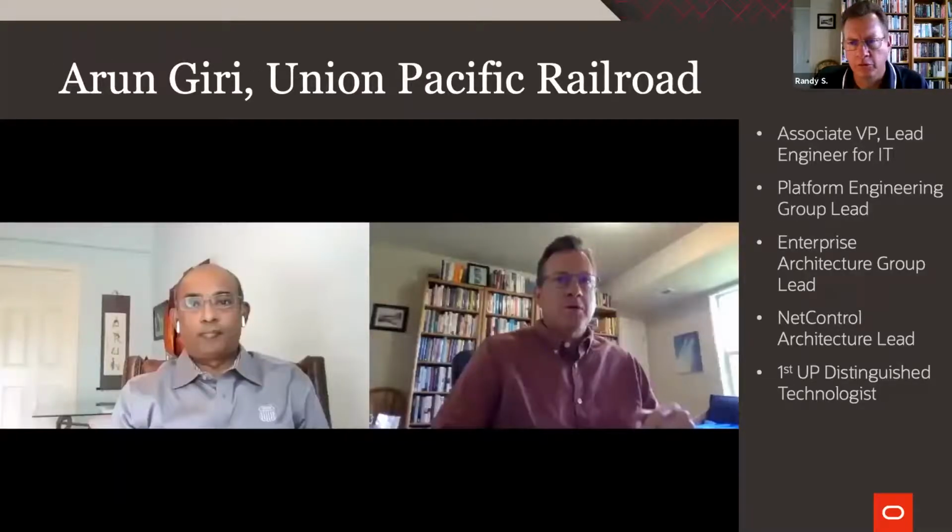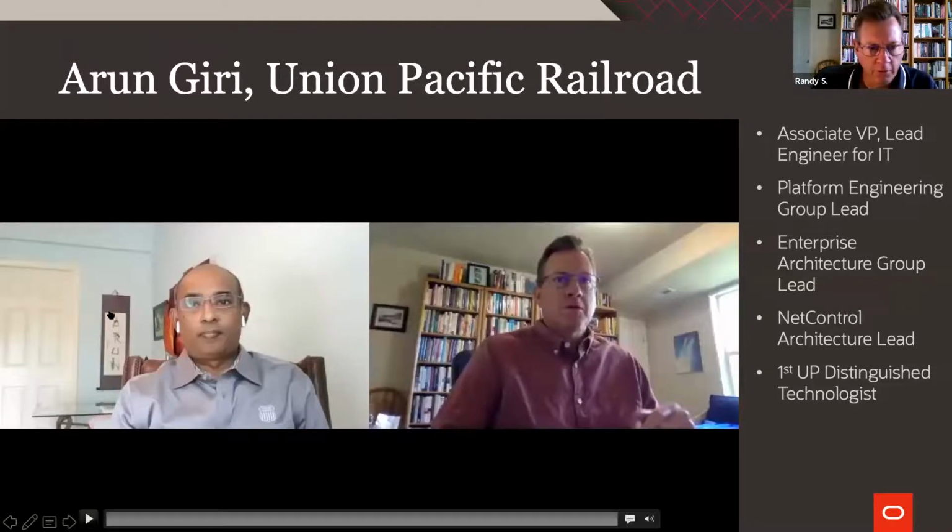So here's the testimonial I mentioned. Arun Giri is an associate vice president and lead engineer at Union Pacific Railroad in the United States. He is the first distinguished technologist at Union Pacific, and he architected a very high-scale logistics platform on Coherence, a freight scheduling and planning platform. So I'll play this video. It just takes a couple minutes, and Arun will tell you what they've done with Coherence at Union Pacific.